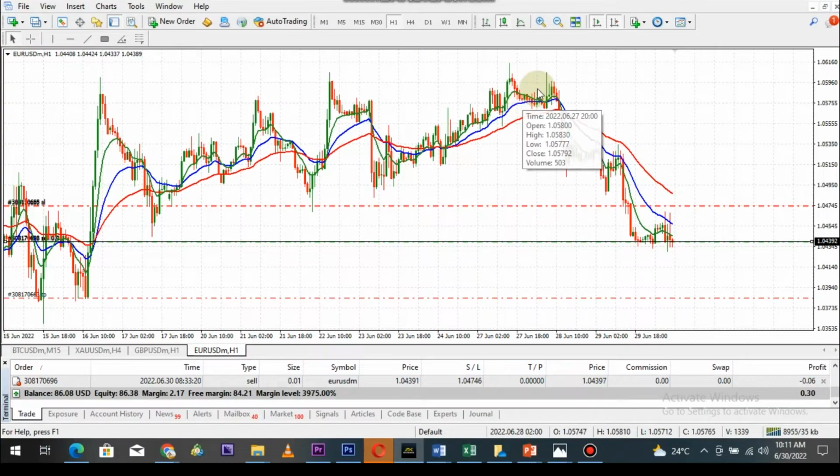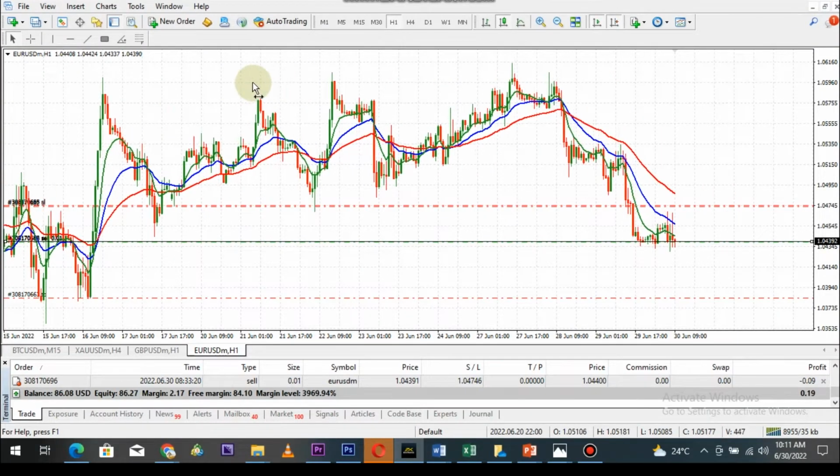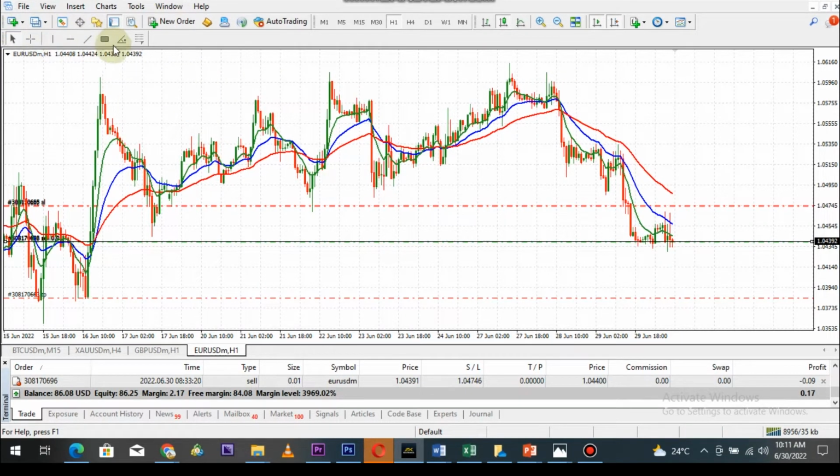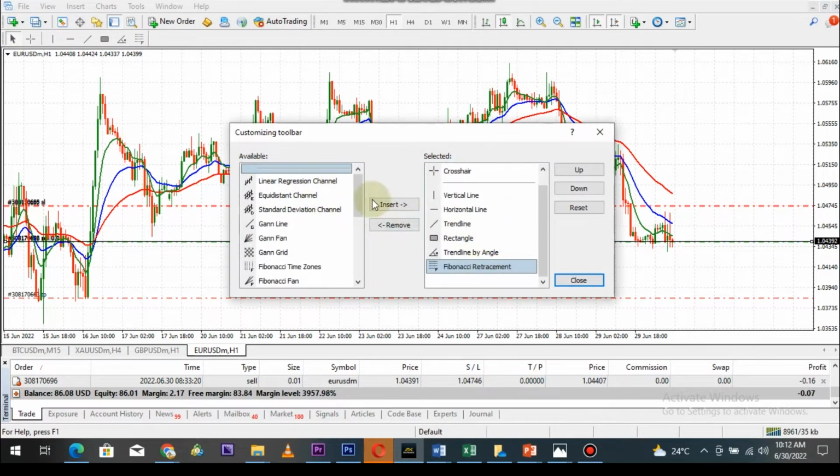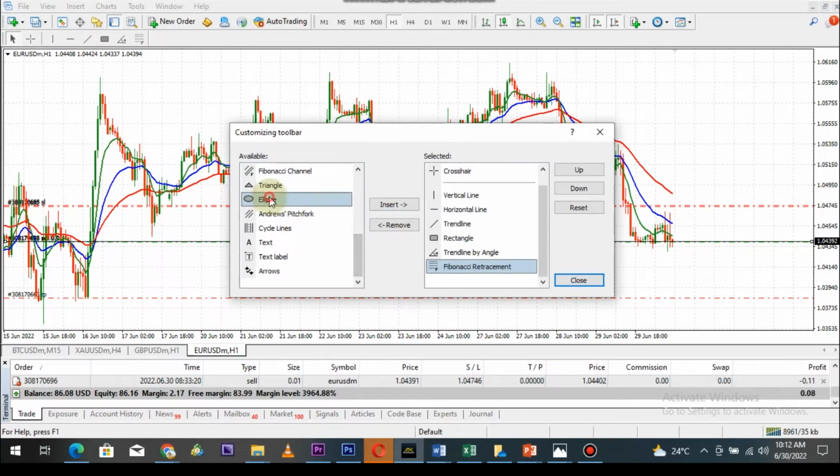All right, so in this video, we'll be looking at how to actually draw the support and resistance zones we talked about on the board, on the software itself. So this is MT4. Some of you might not have the rectangle here. If you watched the first video on how to use MT4, you'll see how you could add this.